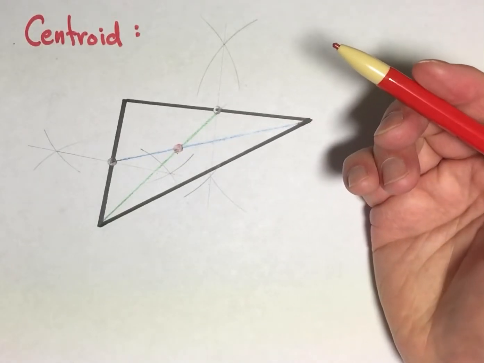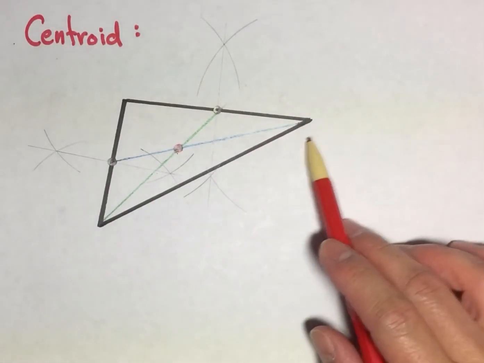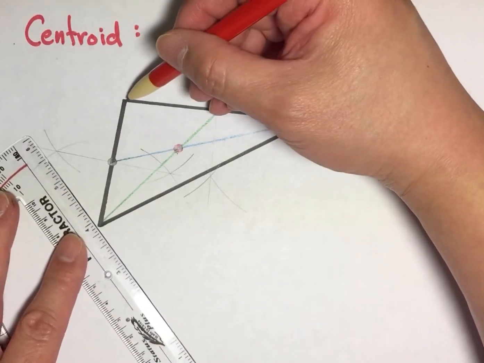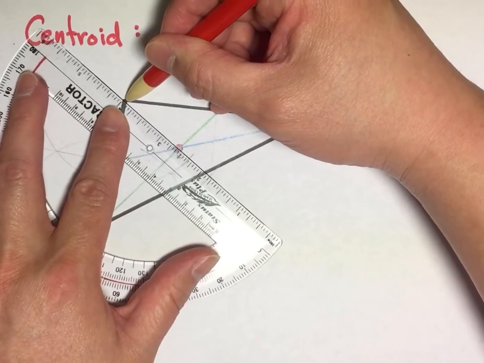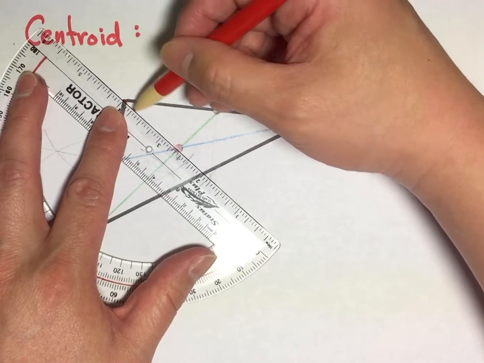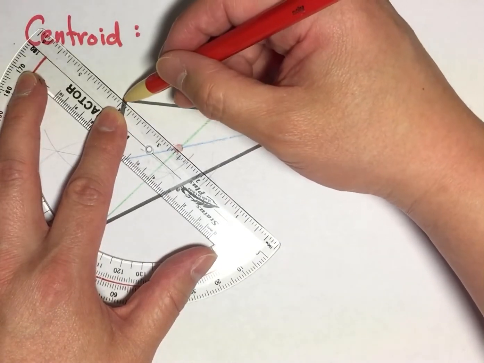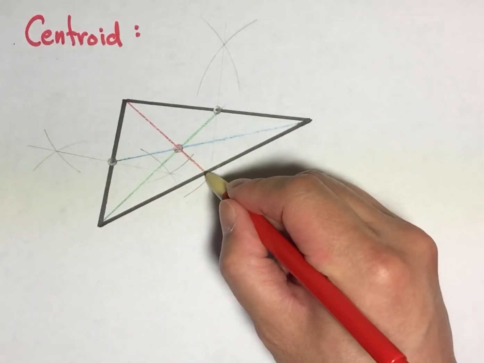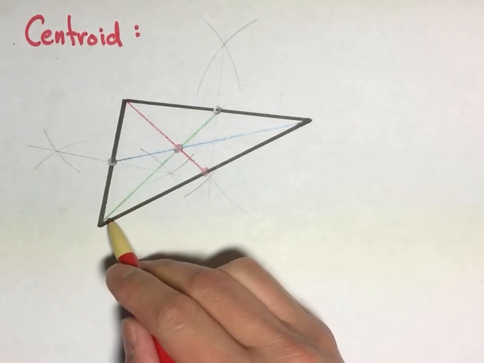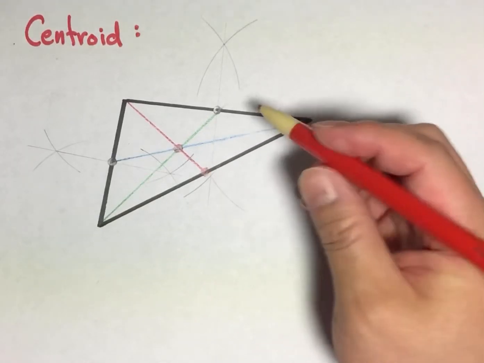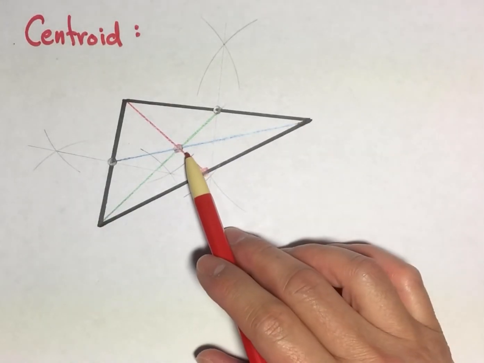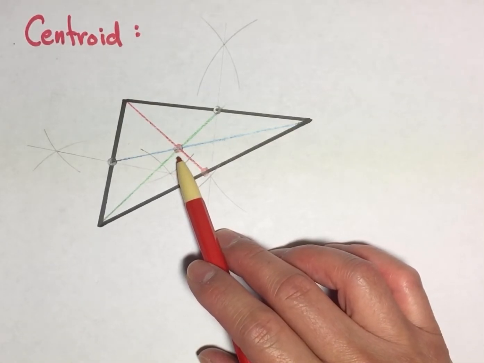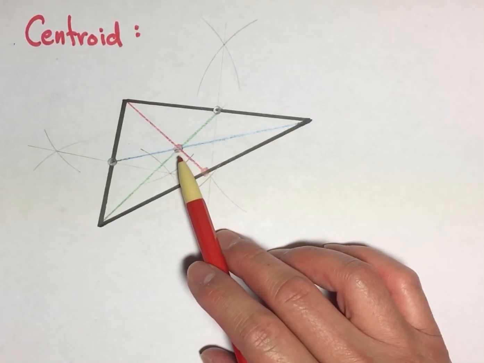Now, I could find the midpoint of this line as well without doing the construction, because I know that the median will touch that midpoint. So I'm going to take that opposite angle, go through that centroid, and when it hits that line, that's the midpoint of this third side. Okay, so what we just found was the centroid located inside our triangle. And again, the centroid will always be inside the triangle.